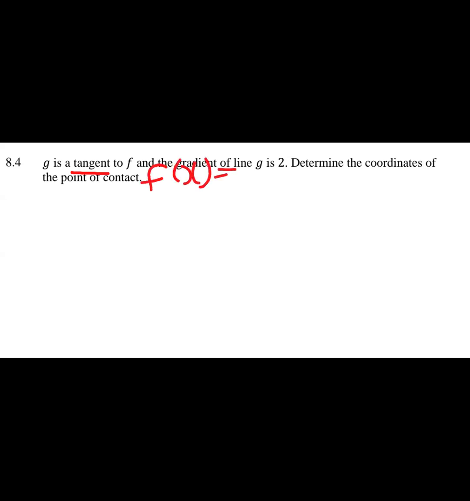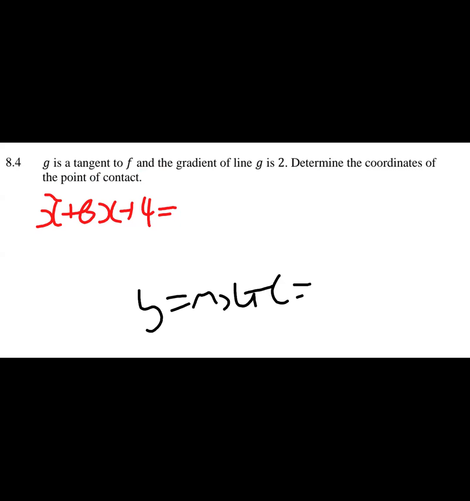Which we learned that the f of x is x squared plus 6x plus 4, then equal to. Since the gradient of g of x was 2, and we know that the equation for the straight line is mx plus c, the gradient is 2, then x plus c. That is why I'm going to say 2x plus c. You are going to remember this step next time, because this is where you will have to use derivative, okay?